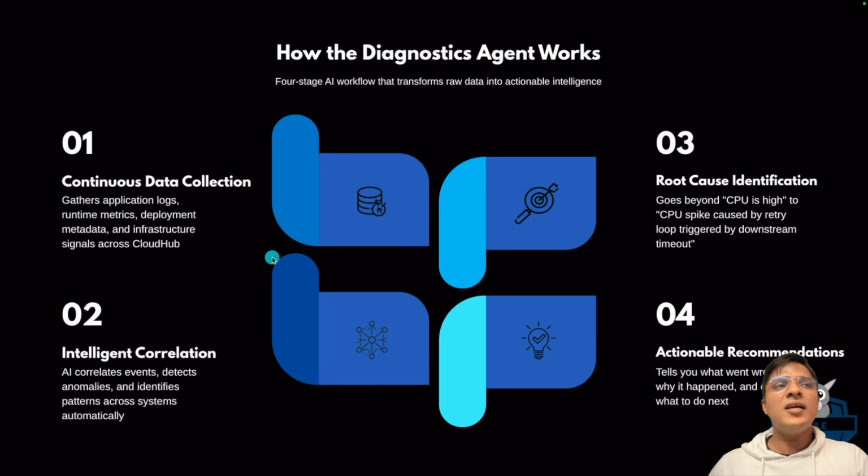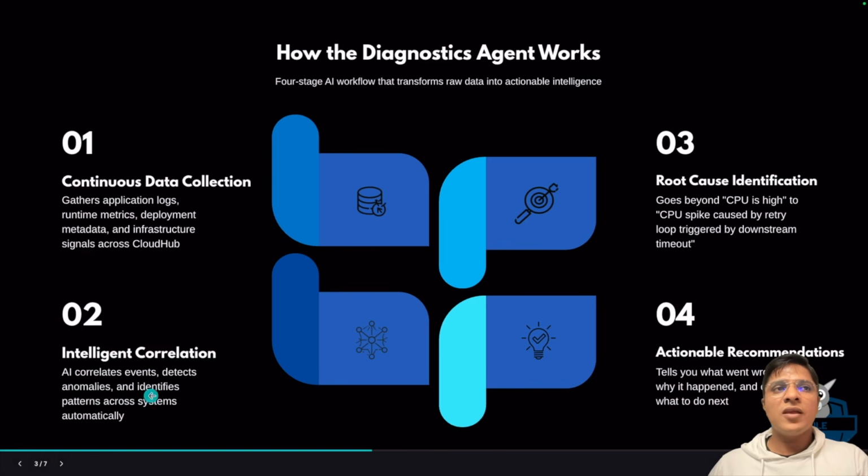So the agent continuously gathers the application logs, runtime metrics, deployment metadata, and infrastructure signals across Mule Runtime and CloudHub. And here things get interesting: instead of you analyzing the logs, the AI correlates the events, detects anomalies, and identifies the pattern across the system automatically.